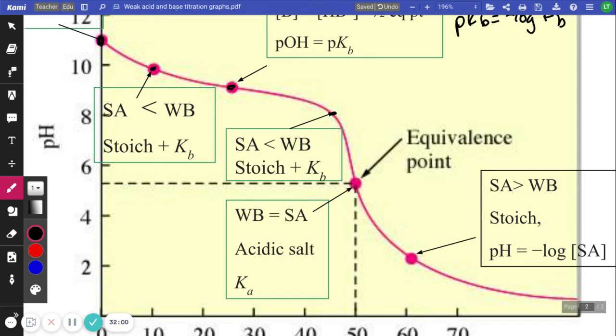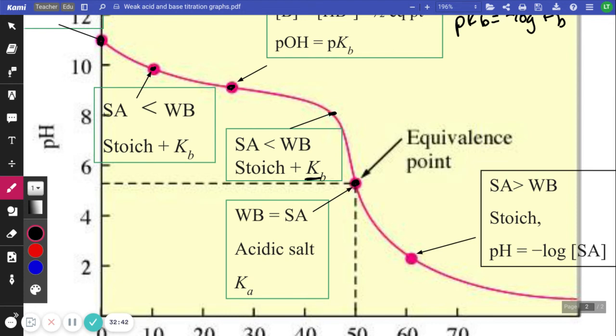Again, before we get to our equivalence point, we would still have more weak base than strong acid. So we'd have to figure out how much we consumed and then use our Kb to figure out the weak base pH. At our equivalence point, our weak base is equal to our strong acid, but there is an acidic salt present. So we would have to do the pH calculations for our acidic salt. And anytime we're above our equivalence point, we have more strong acid. So we just need to figure out how much strong acid we have and then just use the concentration of our strong acid in order to find the pH.